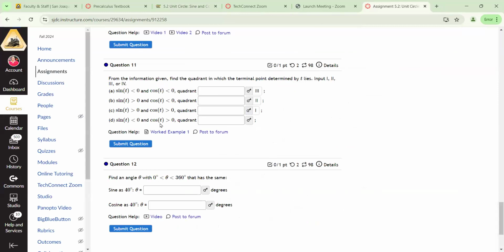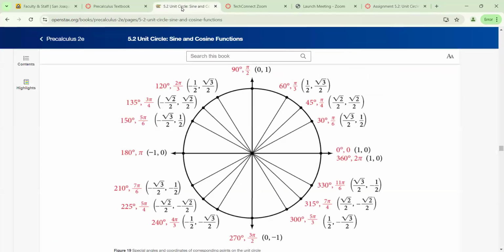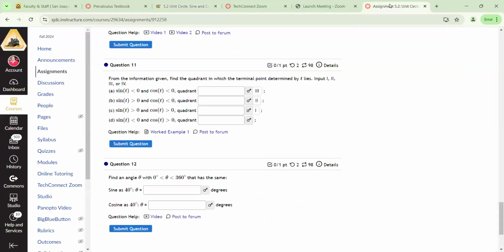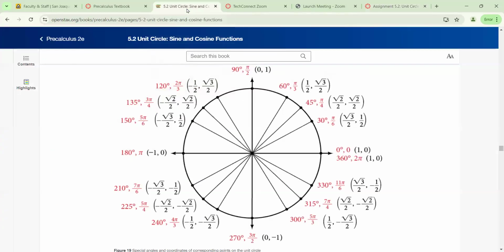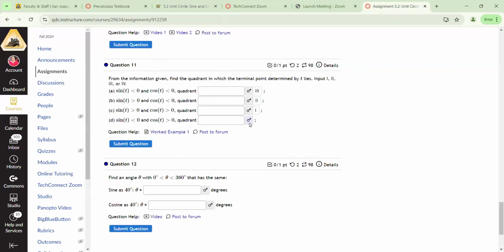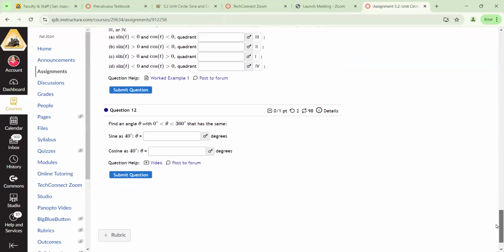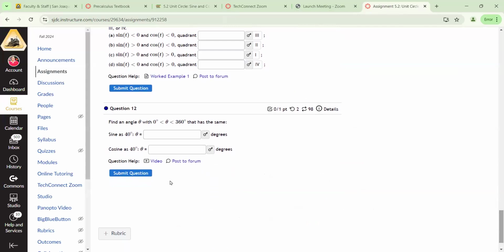Sine negative, cosine positive. Sine means y, cosine means x. And the question is saying sine negative, cosine positive. Cosine positive this way, sine negative this way. So that is this quadrant, quadrant 4. Then we go to the next one. I believe this is the last one.